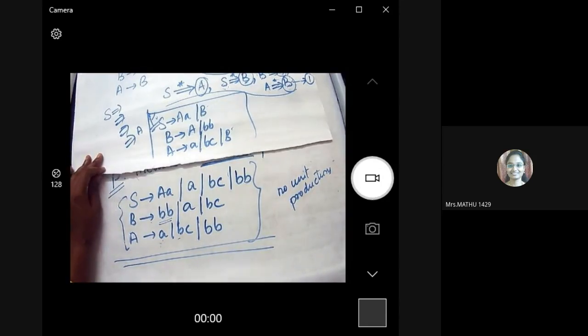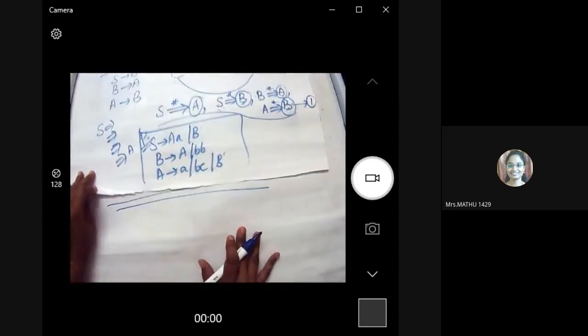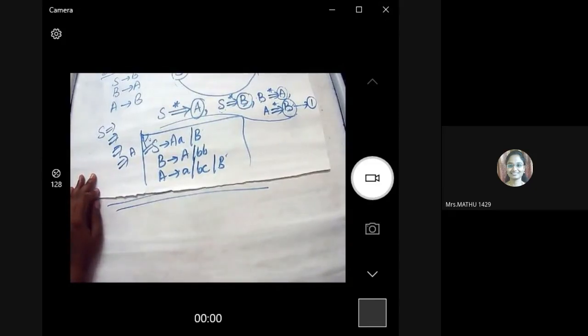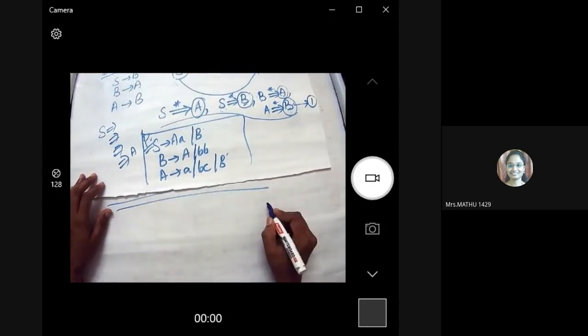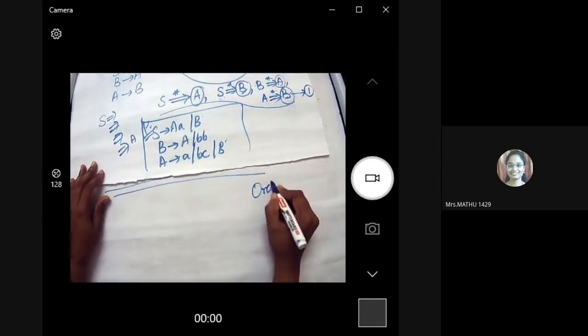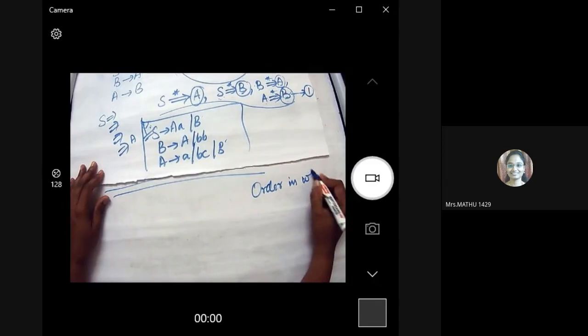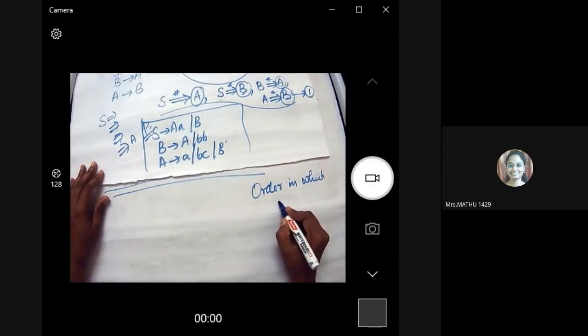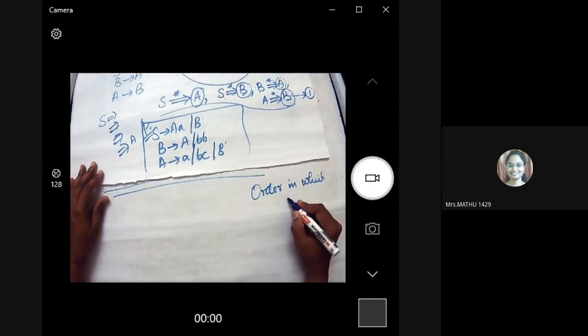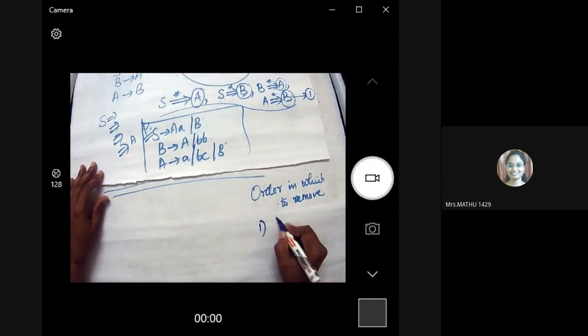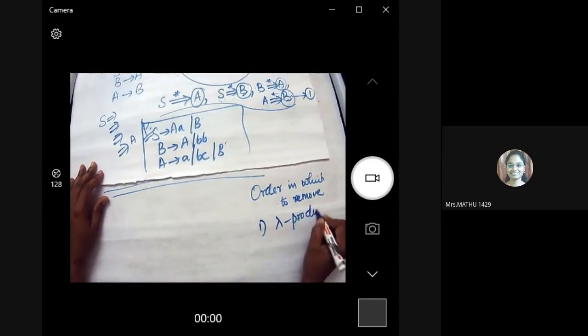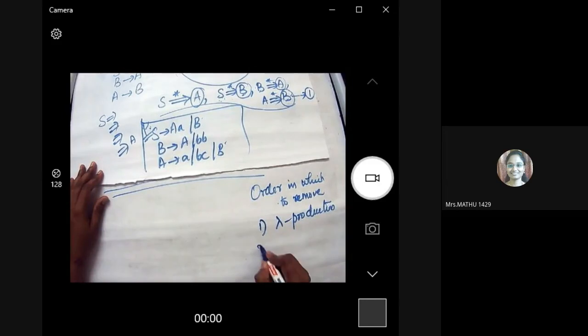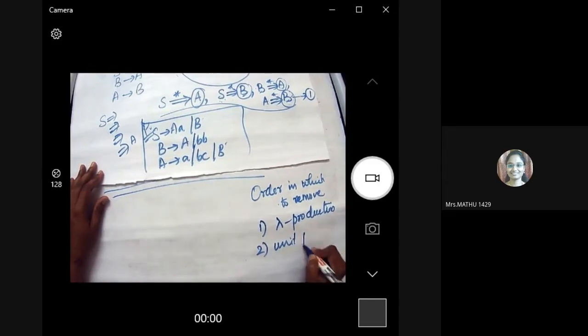I'll give you one problem because time is up. It is an example problem where you should remove all the lambda production, unit production, as well as the useless production. While you are doing that, please note down the order in which you have to remove them: lambda, unit, and useless. First remove lambda production, followed by unit production. Please note down this order.